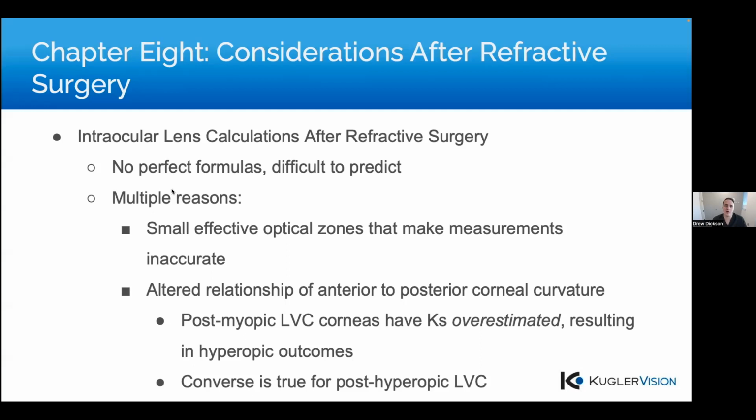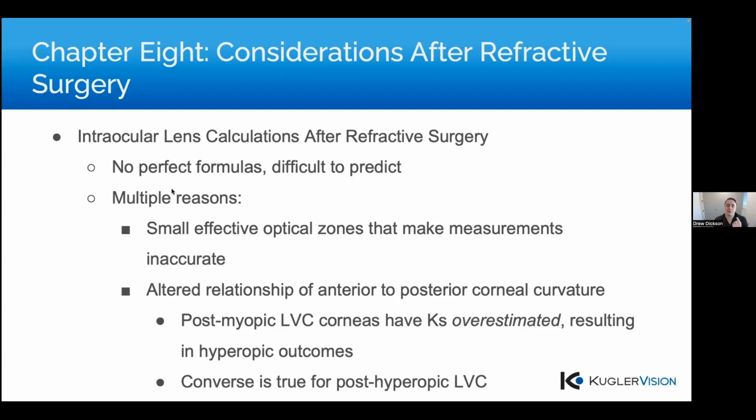We'll talk a little bit about IOL surgery. This is a very difficult thing to calculate after refractive surgery for a couple of reasons. One is that after refractive surgery, most patients will have smaller effective optical zones. The other big reason is there's an altered relationship of anterior to posterior corneal curvature. So on biometry measurements, when you're measuring the Ks to calculate what lens is best, these measurements are altered from refractive surgery. If you've had a myopic correction, the Ks are often overestimated by the biometer, which can result in hyperopic outcomes after cataract surgery.